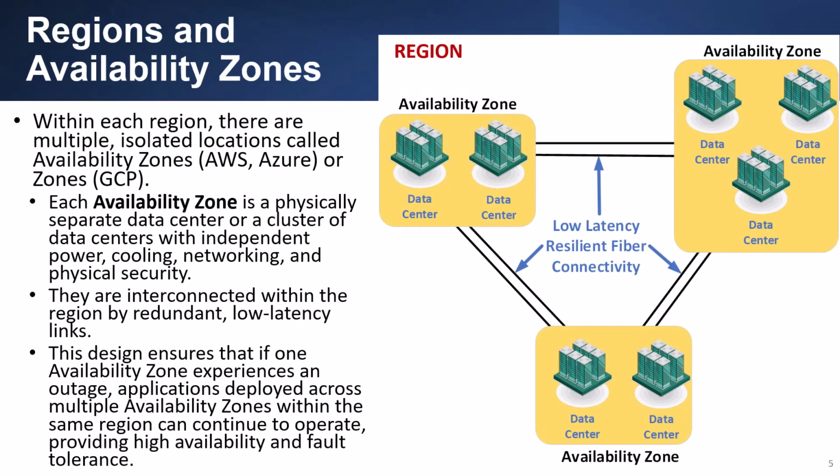Within each region, there are multiple isolated locations called availability zones for AWS or Azure, or zones for GCP. Each availability zone is a physically separate data center or a cluster of data centers with independent power, cooling, networking, and physical security. They are interconnected within the region by redundant, low-latency links. This design ensures that if one availability zone experiences an outage, applications deployed across multiple availability zones within the same region can continue to operate, providing high availability and fault tolerance.